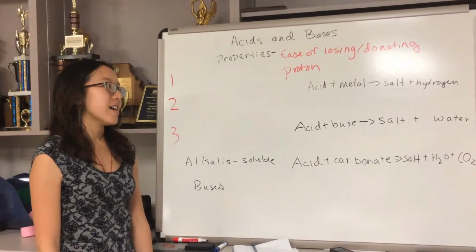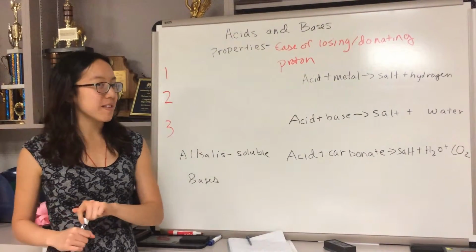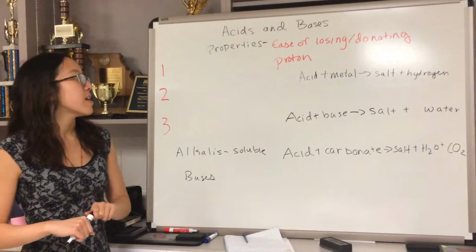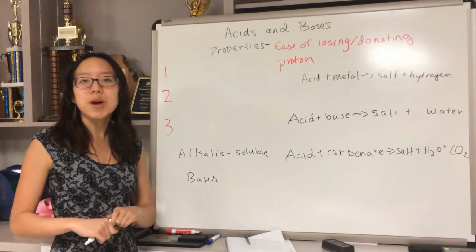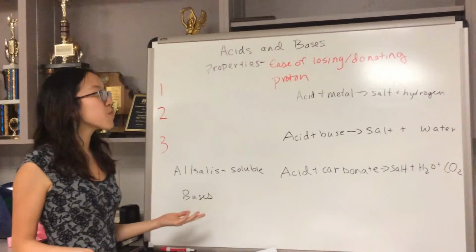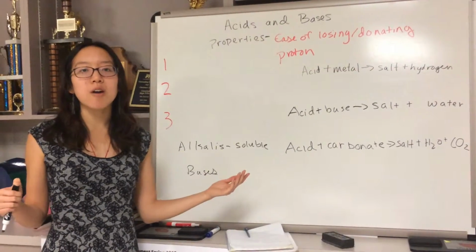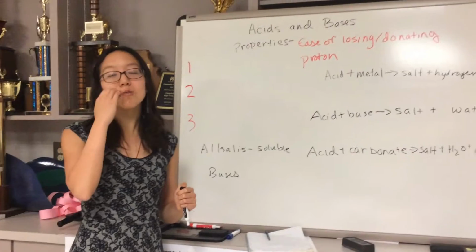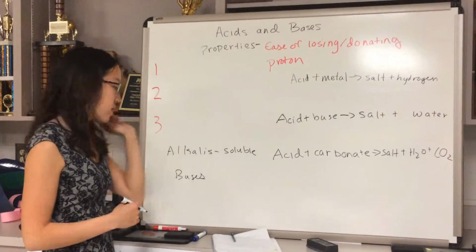Hi everyone, welcome back. We're still talking about acids and bases, but now we're on to the properties of acids and bases. Now, we can define acids and bases in a lot of different ways. One of these ways is the ease of losing and donating a proton, which is how we distinguish strong acids and bases from weak acids and bases, which I'll go on further later.